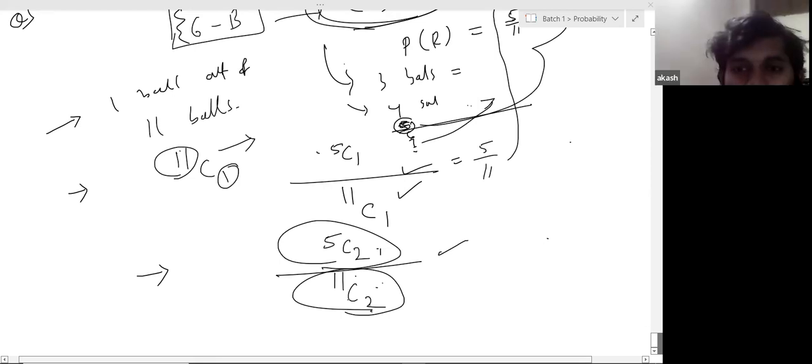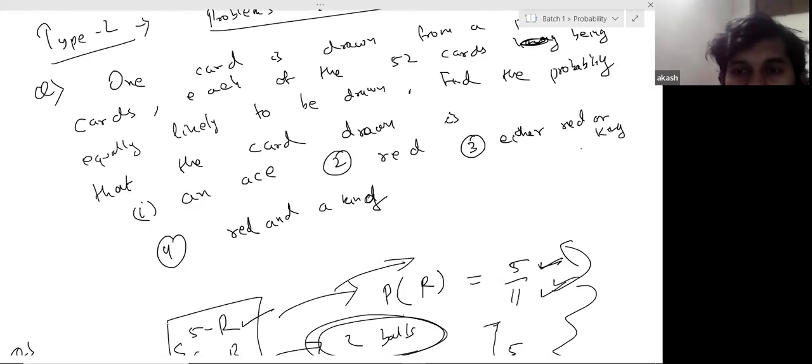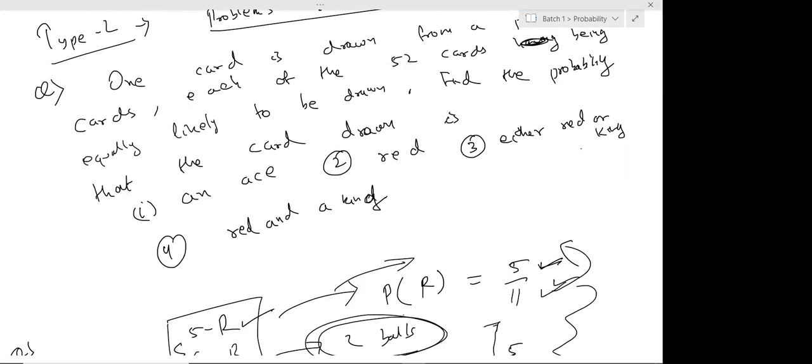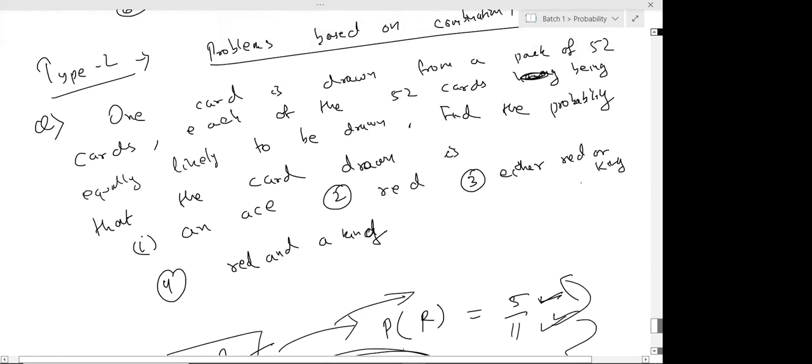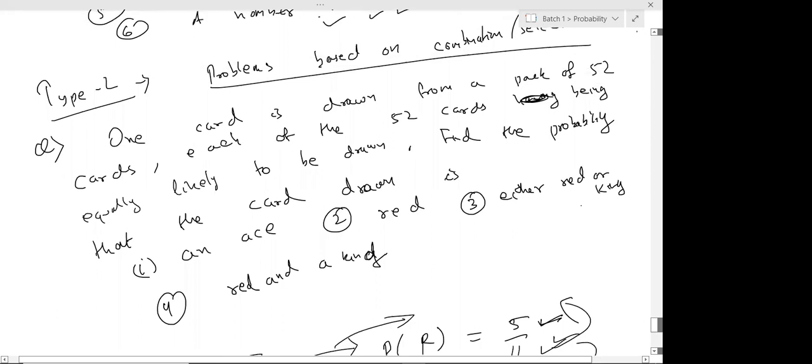All right. So I have this clear. Then try to solve the first question. One card being drawn. I'll give you a few minutes. All right. Try this one out. No worries if it's wrong. One card is drawn from a pack of 52 cards, each of them being equally likely to be drawn. Find the probability that the card drawn is, first part says, an ace. You remember about cards, right? I told you in that chapter also. If anyone has any doubts, you can ask. Okay, then try this one out.